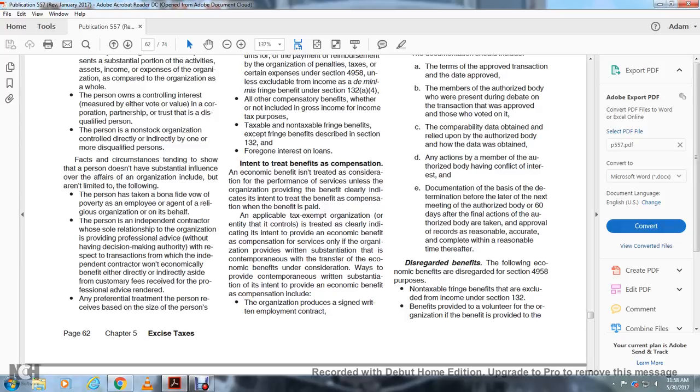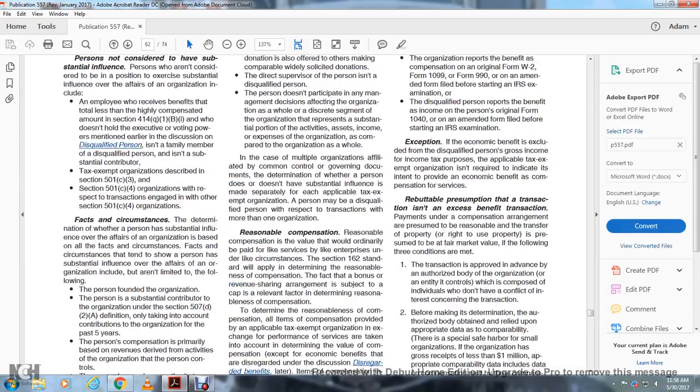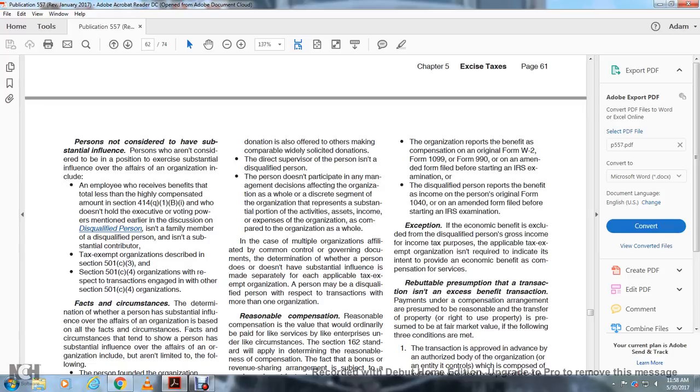Substantiation of the intent to provide an economic benefit as compensation is shown if the organization produces a signed written employment contract. The organization reports the benefit as compensation on an original Form W-2, Form 1099, or Form 990, or on an amendment to the form filed before the start of the IRS examination. The disqualified person reports the benefit as income on an original Form 1040, or on an amendment to the form filed before the start of the IRS examination.